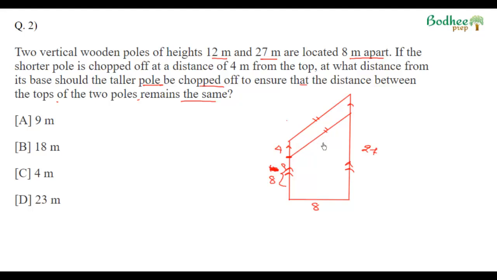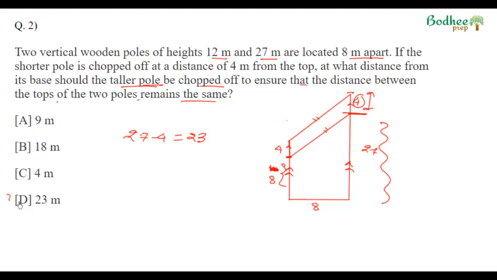And because of it being a parallelogram, we can say that the length of the opposite sides should also become equal. So we can say that the larger pole should be chopped 4 meter away from the top. And we have been asked about the distance between the tops of the two poles remaining the same. At what distance from its base should the taller pole be chopped off? So this is from the top. From the base, this would be the distance, which is nothing but 27 minus 4, which is equal to 23.